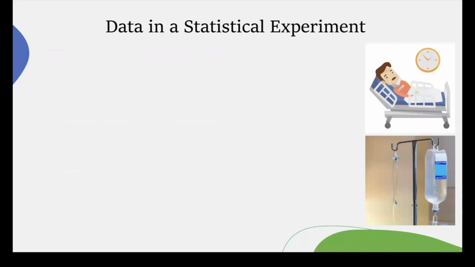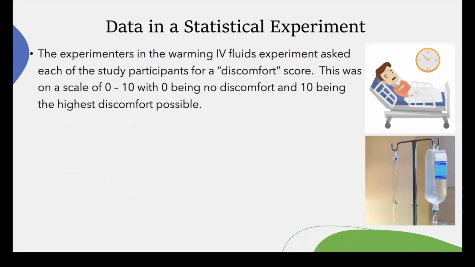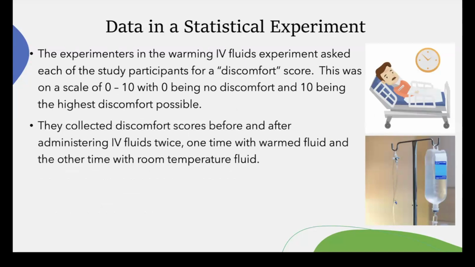Data in a statistical experiment. The experimenters in the warming IV fluids experiment asked each of the study participants for a discomfort score. This was a scale of 0 to 10, with 0 being no discomfort and 10 being the highest discomfort possible. So imagine if you were part of this study, you were asked, what is your level of discomfort? And you give an answer from 0 to 10.